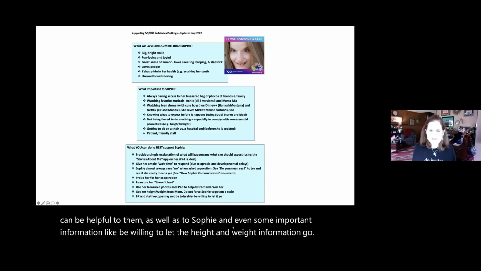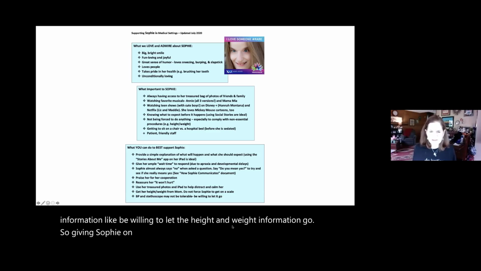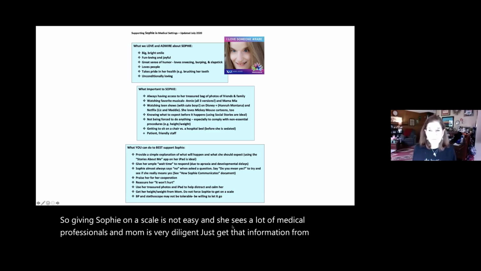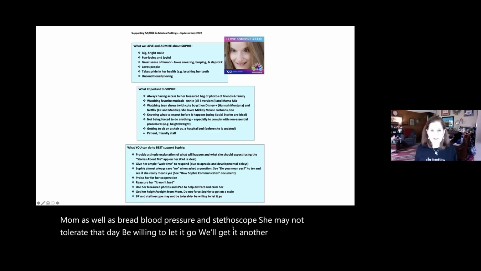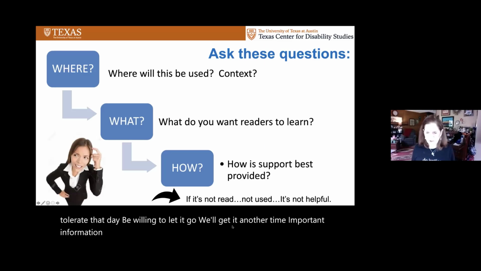And even some important information like, be willing to let the height and weight information go. So getting Sophie on a scale is not easy. And she sees a lot of medical professionals, and mom is very diligent. Just get that information from mom, as well as blood pressure and stethoscope. She may not tolerate that day. Be willing to let it go. We'll get it another time. Important information.